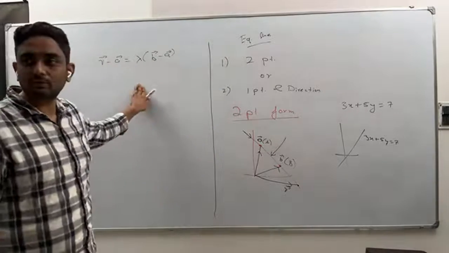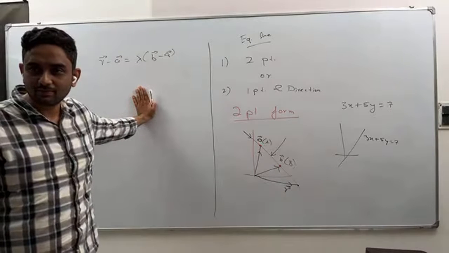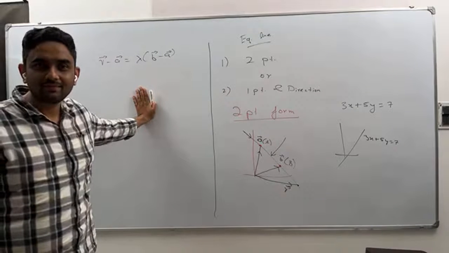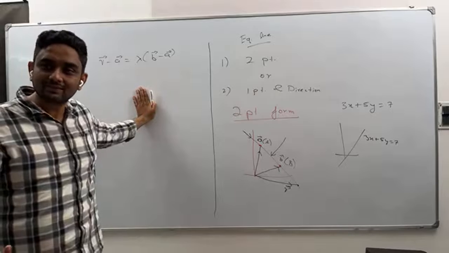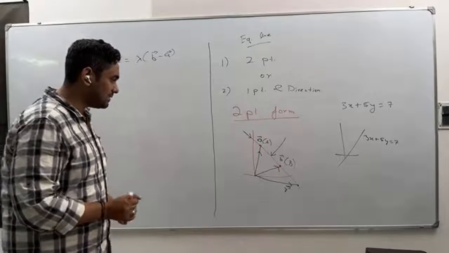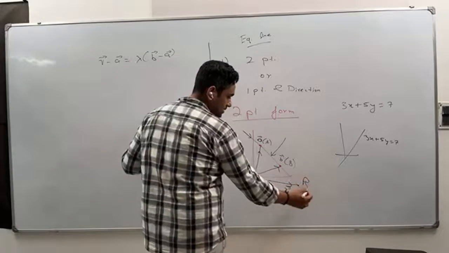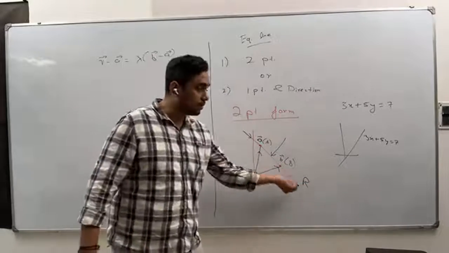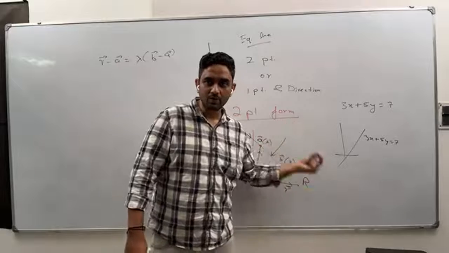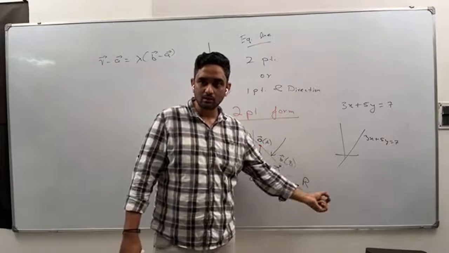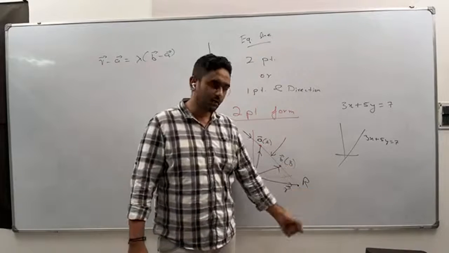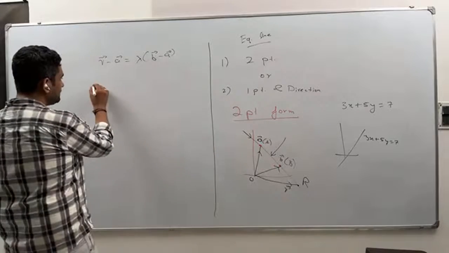Now, how did this equation come out to be? That is the triangle law of vector addition, easy and simple. Okay, now I'll name it. Let's say this is origin O, this is A, this is B, this is a random point R. The point R is moving on the line. This random point R moves on the line and traces a line. Okay, now tell me what is the vector AB?